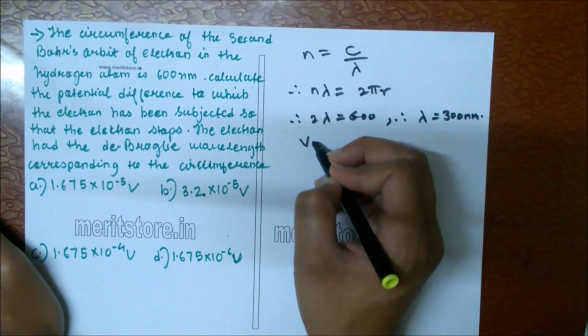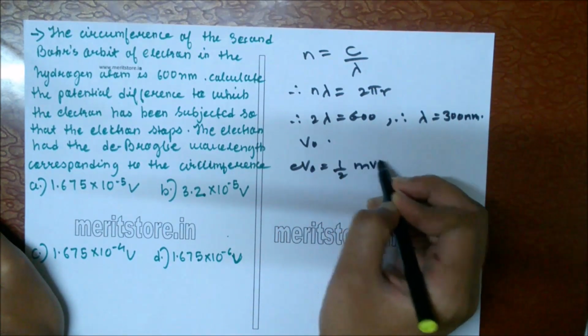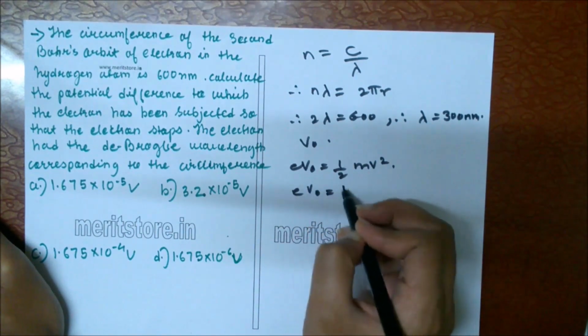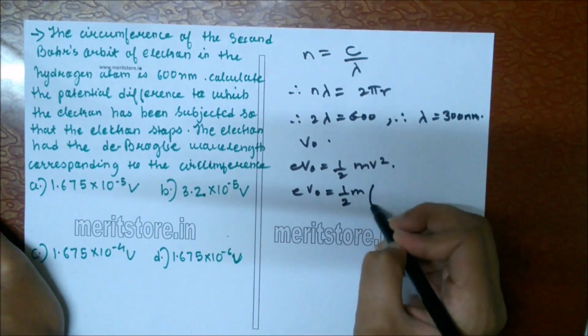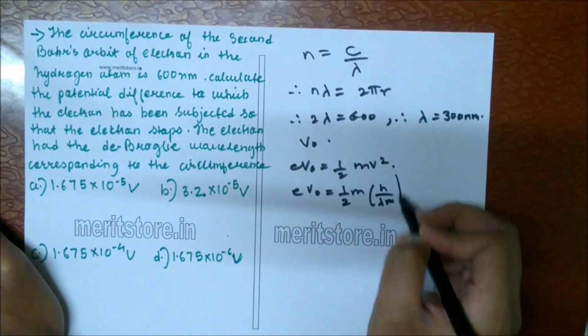Stopping potential is V0, so eV0 is equal to half mv square, which is kinetic energy. So we can write eV0 equal to half m, substituting the value of velocity as h upon lambda m, the whole square.